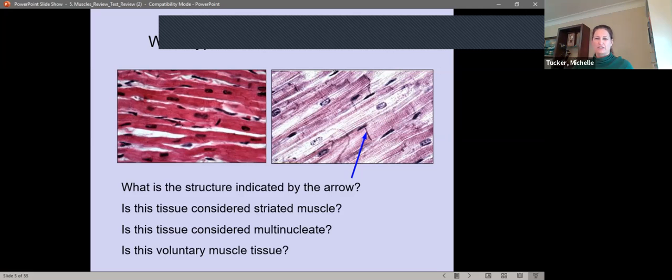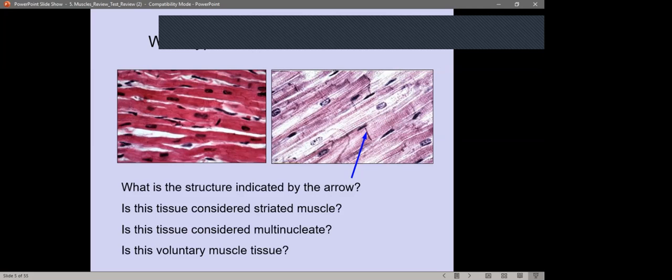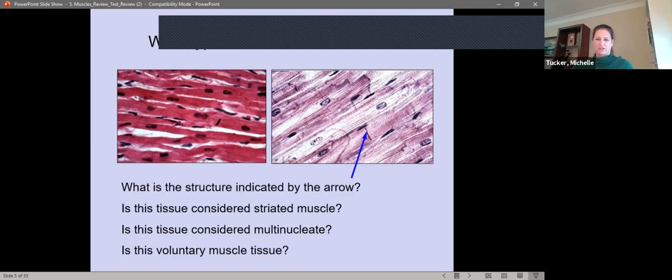It's called an intercalated disc. And it will be a specialized gap junction to allow communication between the cardiac muscle cells. And then these are those nice round nuclei that you'll see. Okay, if we were to ask this question, is this tissue considered multinucleate? We'd expect you to answer no, because the majority are going to be uninucleate with a few binucleated cells.